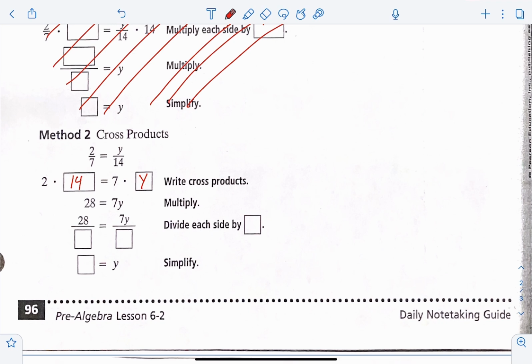To get the 7 by itself, we're going to need to divide both sides by 7, right? Because then we can go top and bottom, it crosses off. And all that's left is y on that side. 28 divided by 7 is going to be 4. Okay, so 2 times 14, we got 28. We had a 7y. To get y by itself so we could have our answer, we divide both sides by 7 and we get 4.